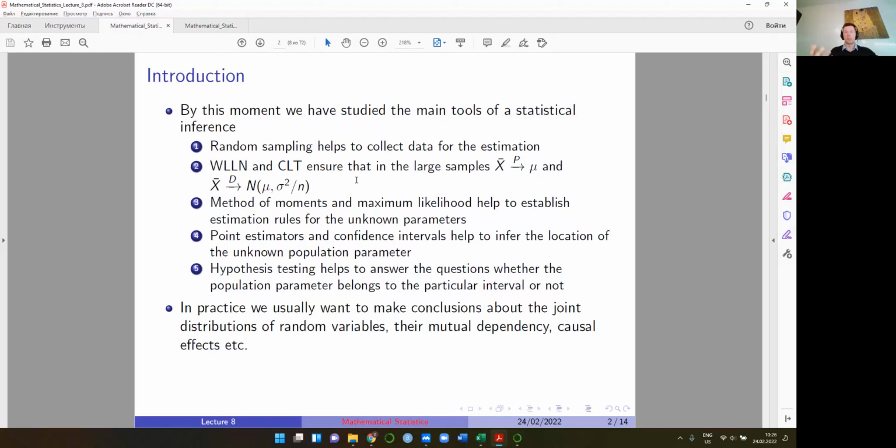Well, there are some applications I demonstrated to you, about the random walk hypothesis, for example, which it's possible to apply for only one variable. But there are many more situations when we are interested in the joint distribution of random variables and their mutual dependency, causal effects, etc. So today we will discuss how to compare two samples and how to make inferences about parameters of two samples. And this is the first step into understanding these causal effects and how we can estimate them.